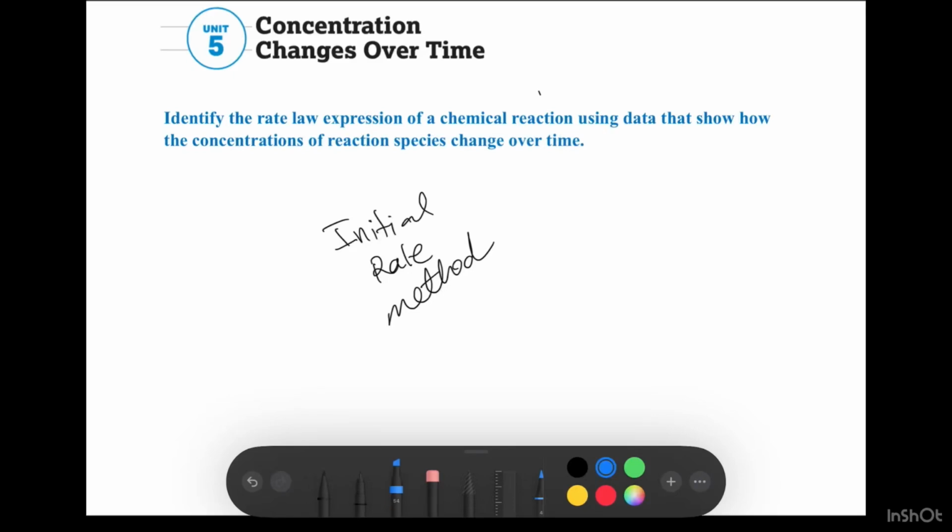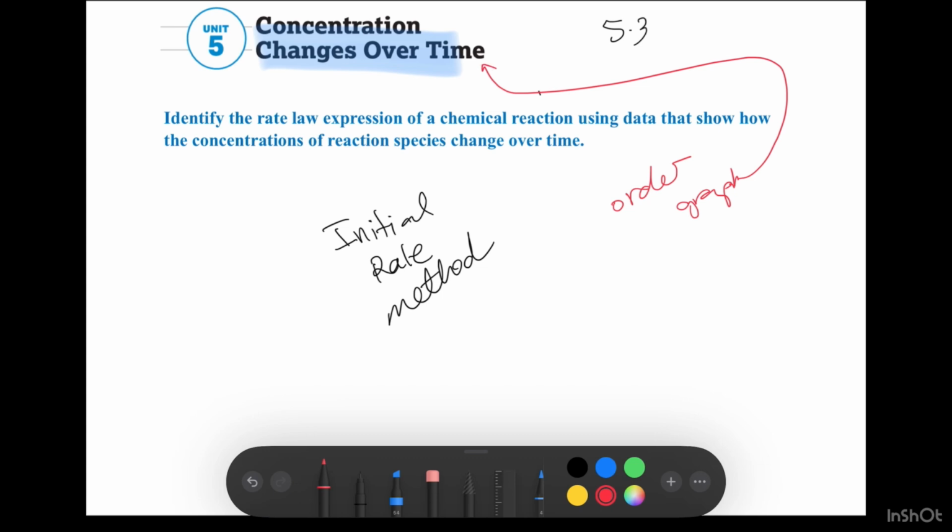Welcome, everybody. Today we will start with section 5.3, which is all about concentration changes over time. Generally speaking, we are going to cover how to determine the order of reaction using a graph method, and that's why it's changes over time.